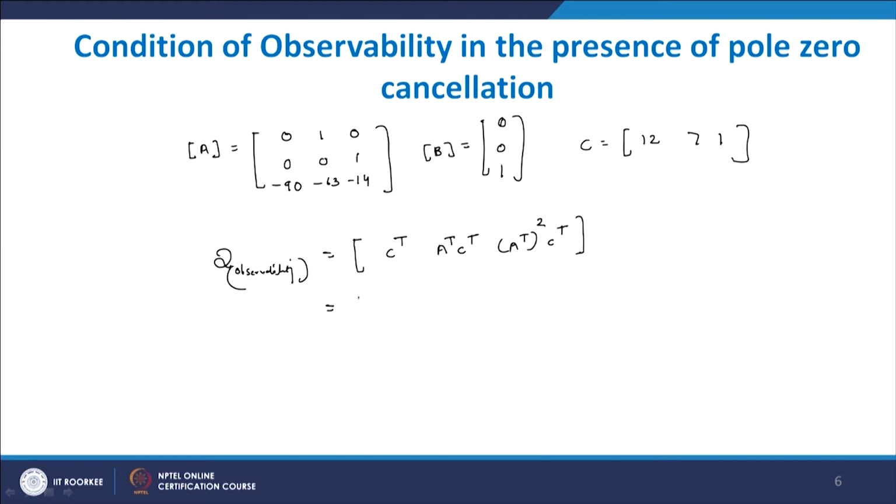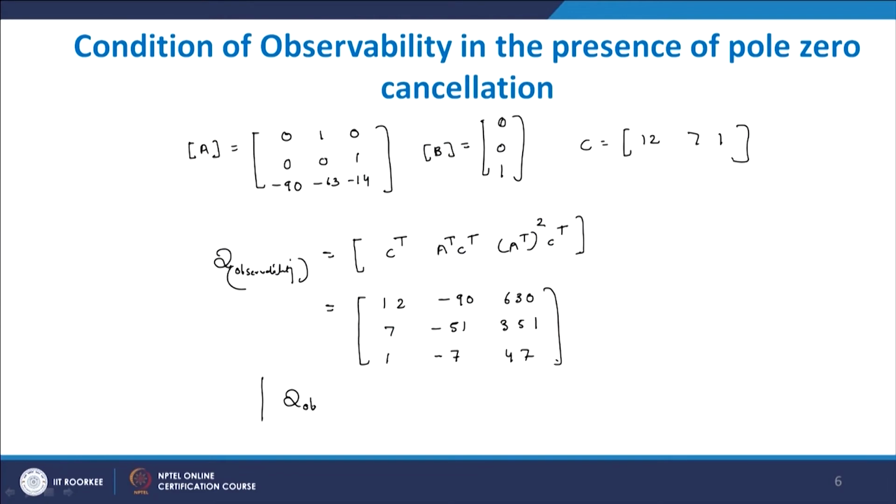Now, what is C? C is 12 7 1. So, we have to take C transpose. Then A is this one. So, we have to take A transpose and multiply by C transpose, and similarly this one. So, after doing multiplication here, we will get the observability matrix as 12 7 1, 12 7 1. Now, if you multiply A transpose and C transpose, you will get -90, -51, -7. Here we will get 630, 351 and this 47. So, this observability matrix we determined.